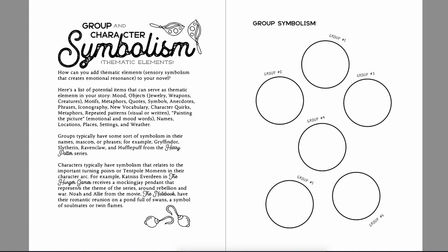So I'll give you a couple examples. In the Harry Potter series, group symbolism, there are lots of different groups, but right off the bat in book 1, there are 4 different houses. So you have Gryffindor, Slytherin, Ravenclaw, and Hufflepuff. And the author gives a short description of each of these houses, and then the Sorting Hat puts students into each of these houses. And each house has its own symbolism.